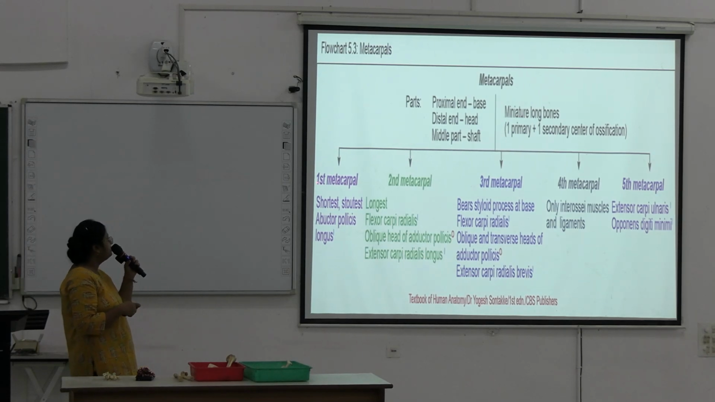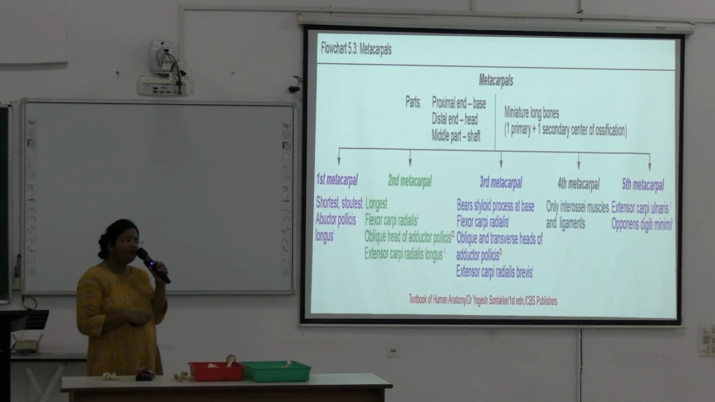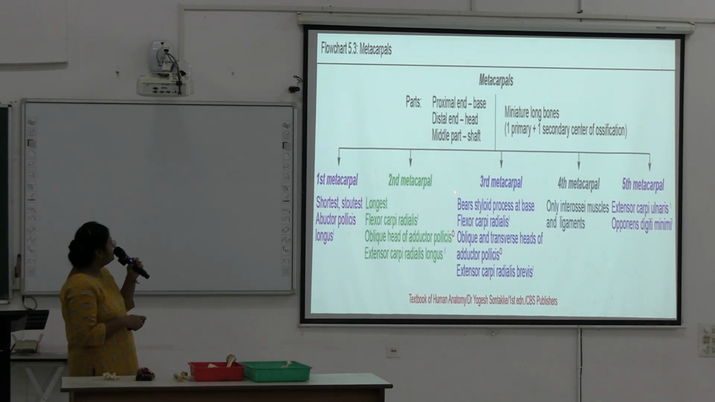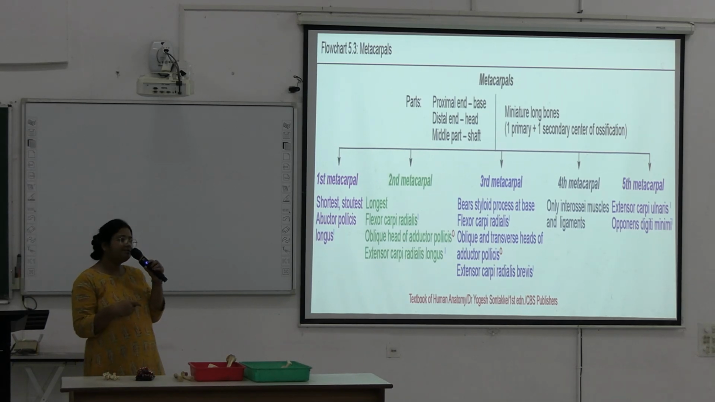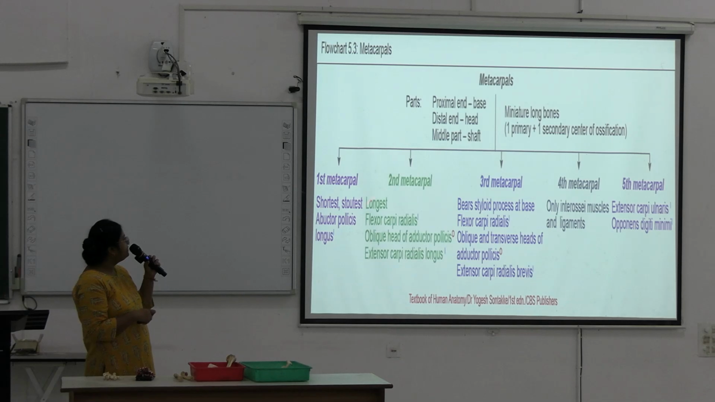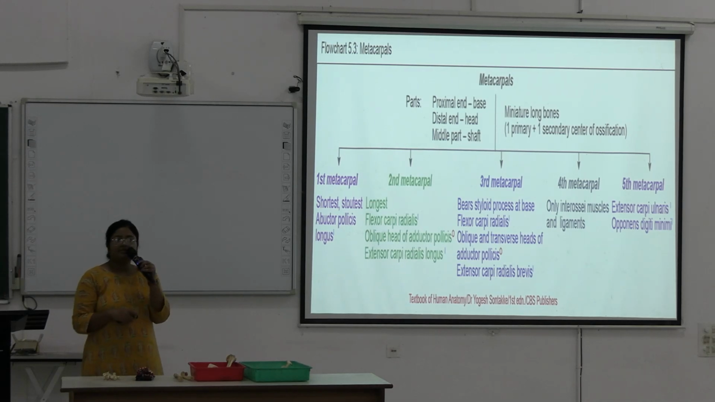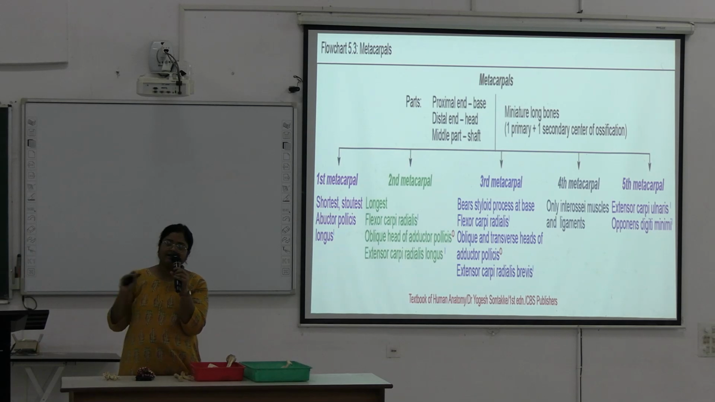So the first metacarpal is the shortest, stoutest, and it gives attachment to abductor pollicis longus insertion. The second metacarpal is the longest. These points are important. The first metacarpal is the shortest bone, important for your viva and MCQ, and the second metacarpal is the longest bone. Those which I am telling come in viva and important questions, so write them down.